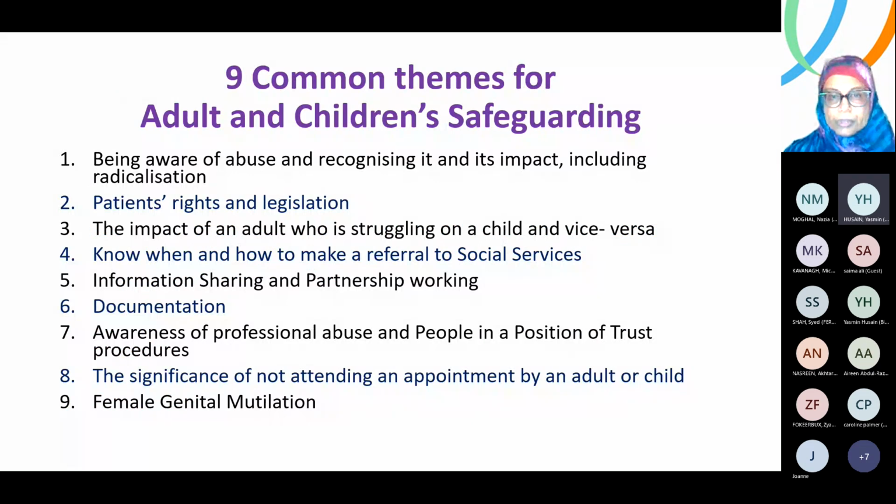And there are 9 common themes for adults and children safeguarding that you've got to be familiar with: being aware of abuse, patients do have rights, and there's legislation to protect their rights, the impact of an adult who's struggling on a child, and the impact of a child who's struggling on an adult. Know when and how to make a referral to social services, information sharing, partnership working, documentation, awareness of professional abuse and what we call PPOT procedures, the significance of not attending an appointment, and female genital mutilation.